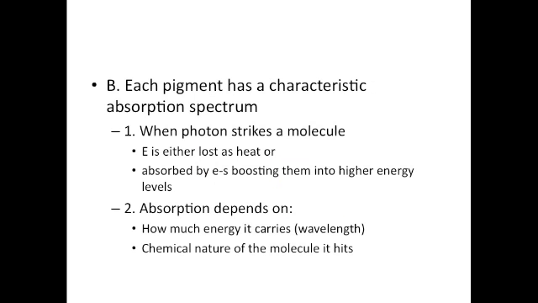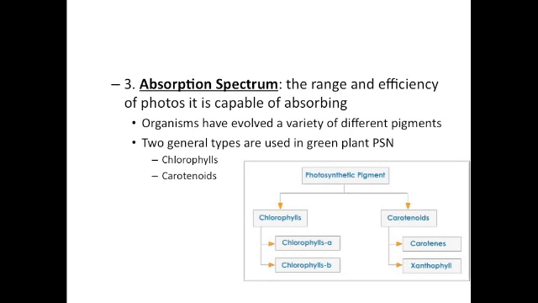Now, because photons can exist in different energy forms, pigments have a specific absorption spectrum that they are characterized by. So when a photon hits a molecule, energy is either going to be lost as heat, or it's going to be absorbed by electrons, which means that it's going to boost them into a higher energy level. Now, the absorption depends on a couple things here. How much energy it carries, so we have to look at the wavelength. Is it high or is it low? And then finally, the chemical nature of the molecule that the wavelength hits. So we call this the absorption spectrum, which is the range and efficiency of photons that it's capable of absorbing.